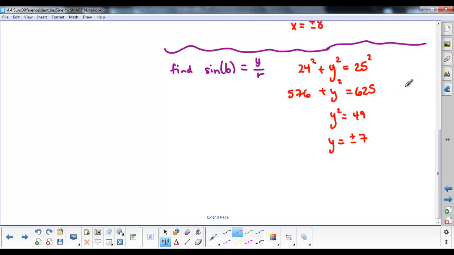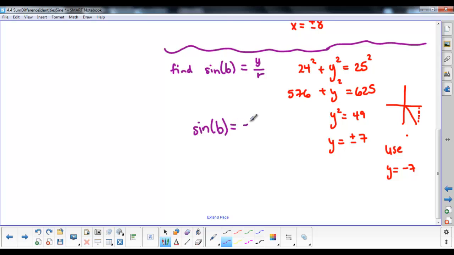And because in the question we said that angle B was in the fourth quadrant, we can see that any y value in the fourth quadrant must be negative. So therefore we are going to use y as negative 7, which tells us that sine of angle B is really negative 7 over 25.